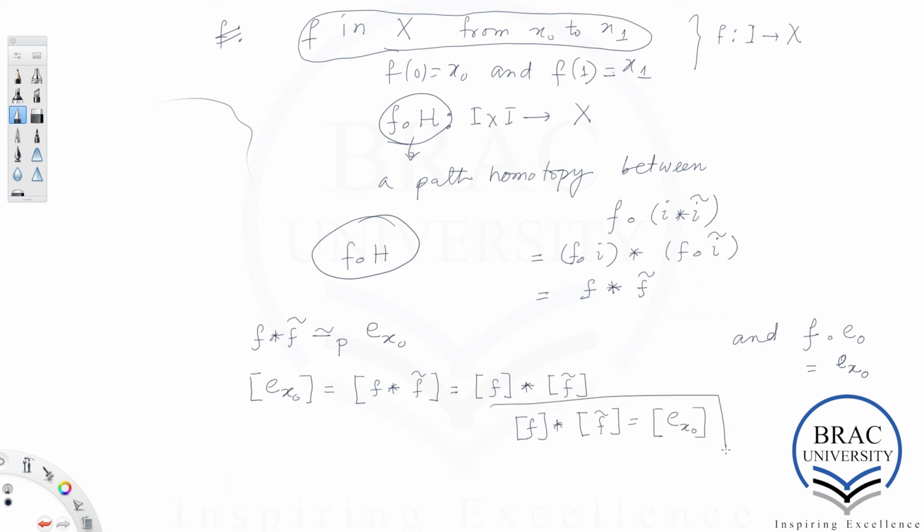Using a similar argument, exactly similar argument, one will be able to show that the class of f twiddle star the class of f is equal to the class of E sub x1. So this way we prove part 3.